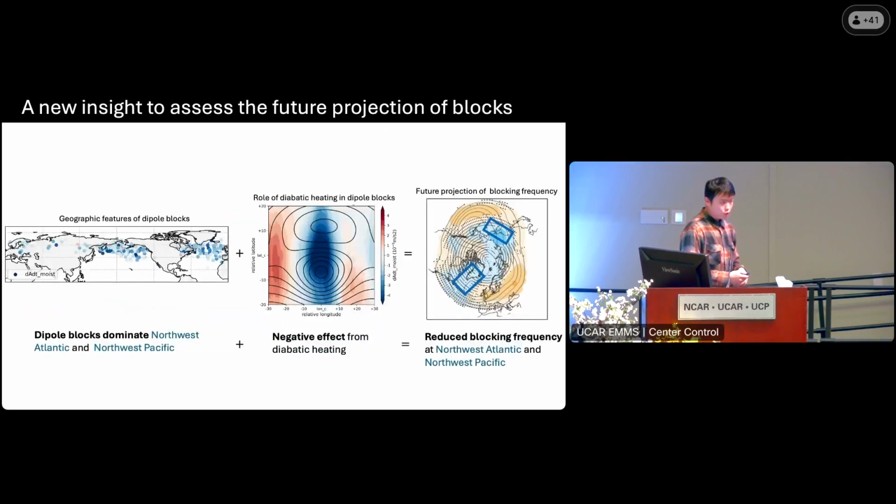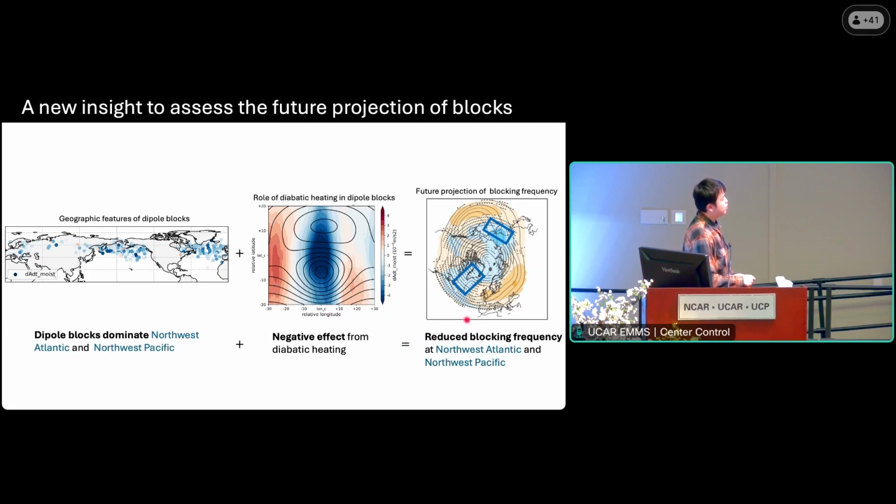Okay, so now we know the distinct geographic features of the two types of block, and we also know the distinct roles of diabatic heating among these two types of blocks. If we combine them together, they help to give some new insight to assess the future projection of the block. For example, the dipole is dominant in the Northwest Atlantic and Northwest Pacific along the storm track. And we also know that the dipole is experiencing a strong negative effect by diabatic heating. So if we combine them together, we can naturally expect a reduced blocking frequency over the Northwest Atlantic and Northwest Pacific.